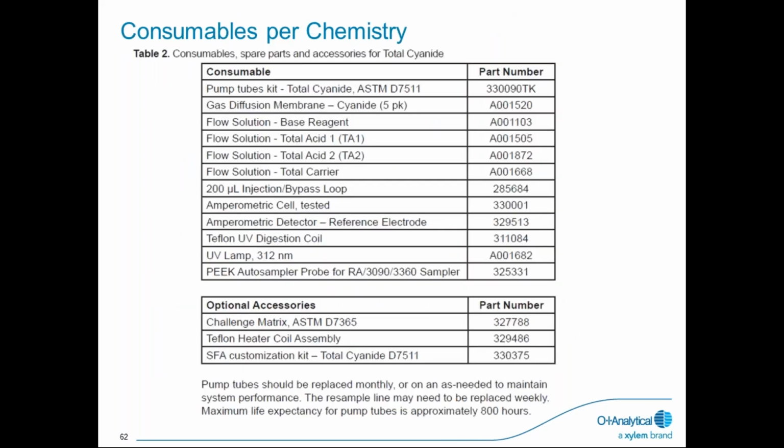Again, breaking out chemical consumables per chemistry. This is the total cyanide, and we provide that with the method for you to have the most common consumables that you need to purchase.